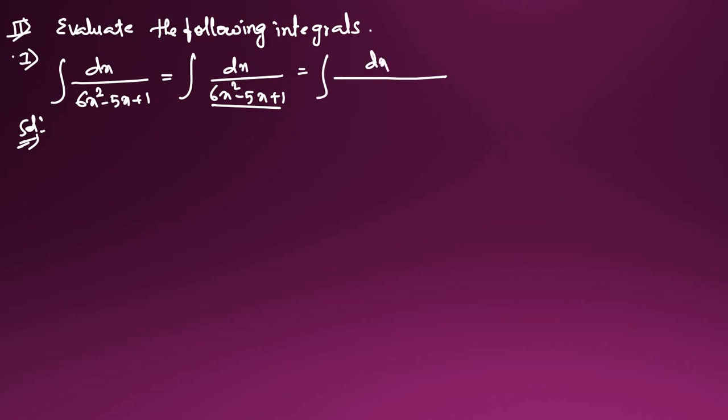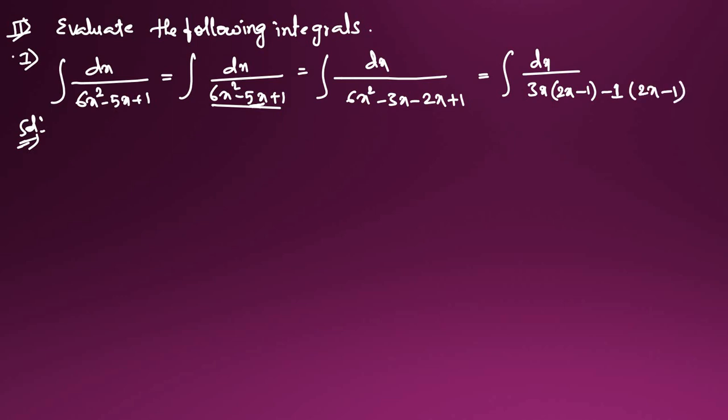If we do the factorization, it will become 6x square minus 3x minus 2x plus 1. Taking 3x common from the first two terms, it becomes 3x into (2x minus 1), and taking minus 1 common from the other two, it becomes minus 1 into (2x minus 1). So step by step, integral dx divided by (3x minus 1) into (2x minus 1).